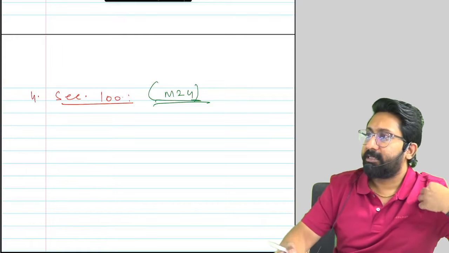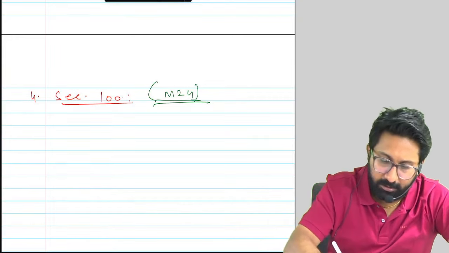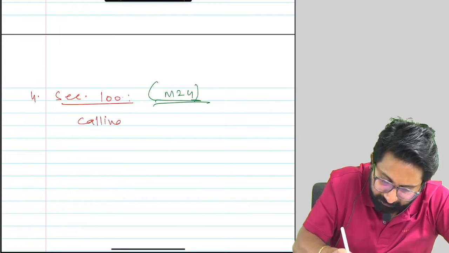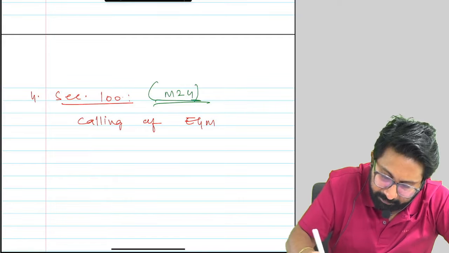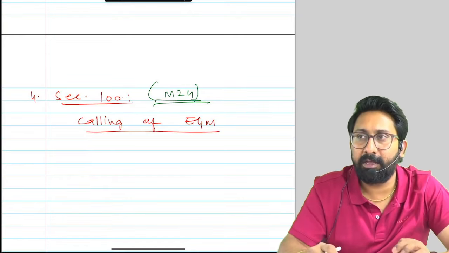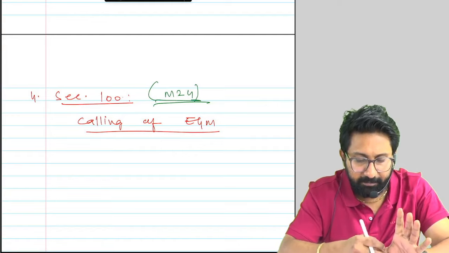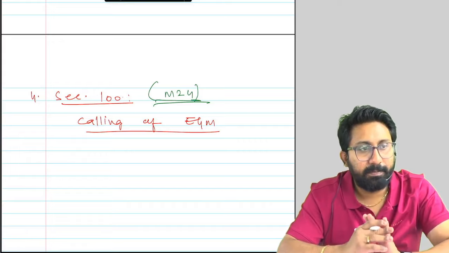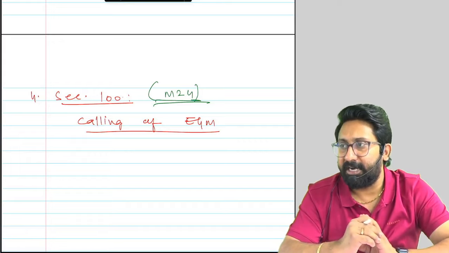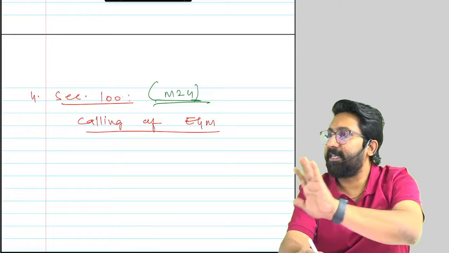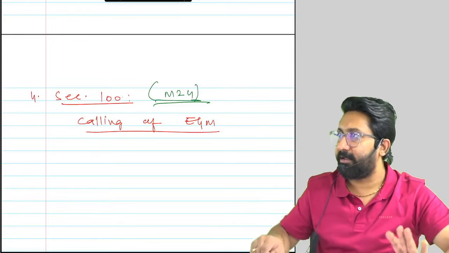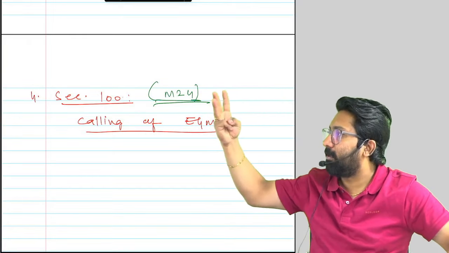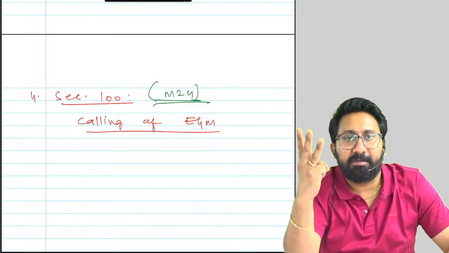Listen carefully. Section 100, write down first. Name of the section: Calling of EGM. What is EGM? Extraordinary General Meeting. Okay. Three important points will be there in the EGM concept.